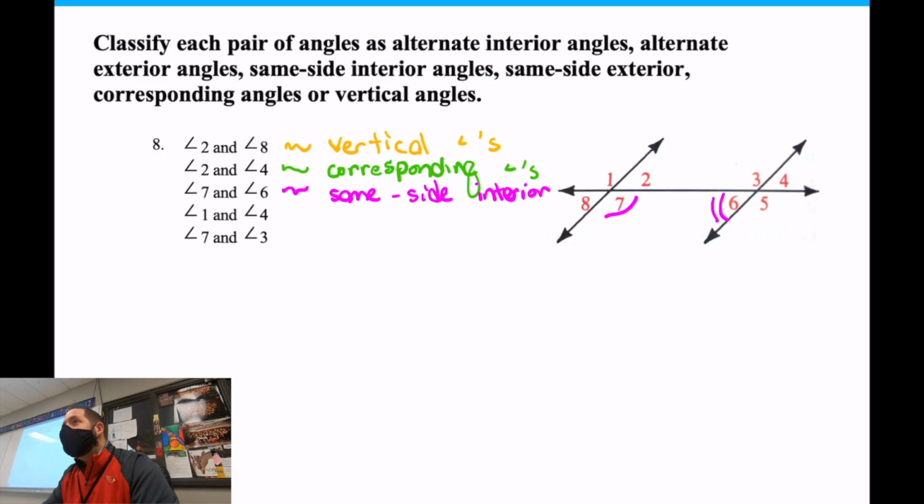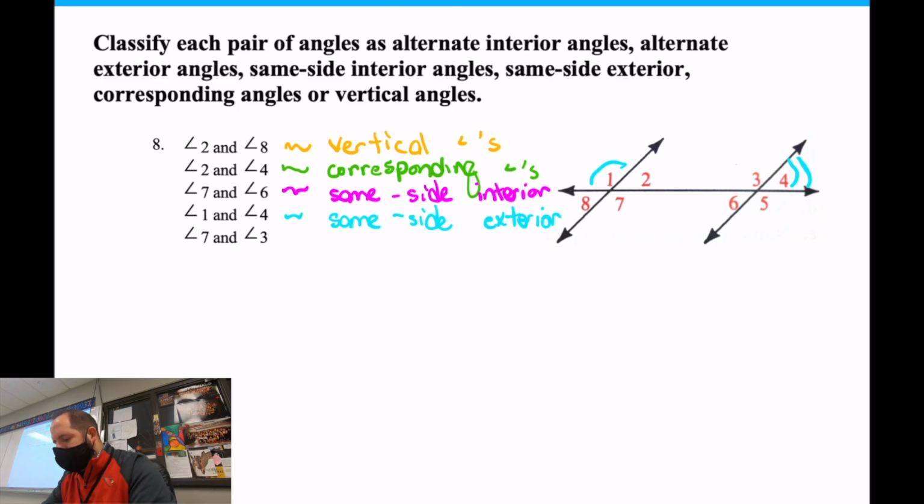Let's see, 1 and 4. Same side exterior. Yep. You can see they're different angles. You can see one's obtuse, one's acute, but same side exterior. That was good.